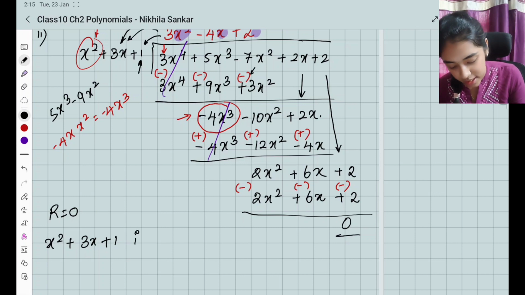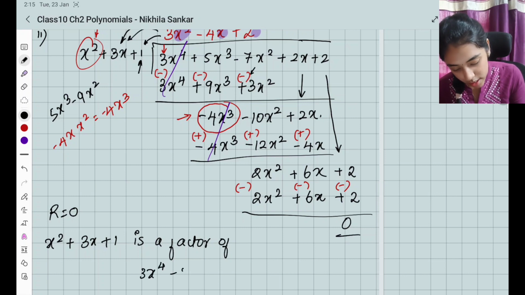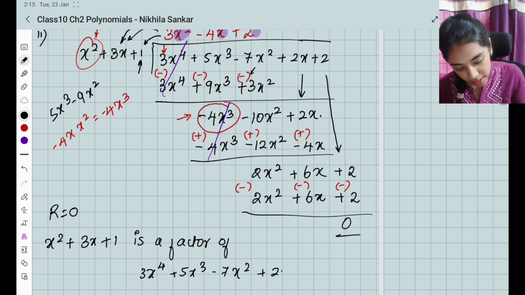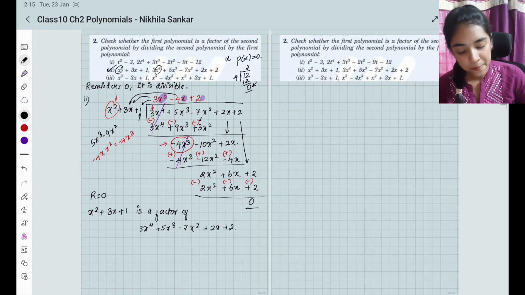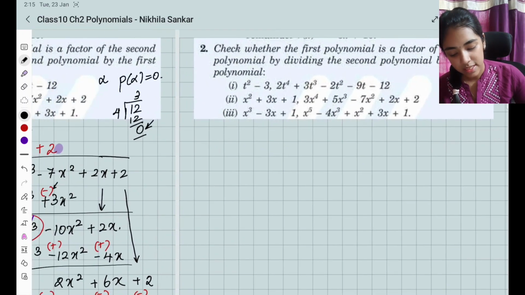is, that is, the divisor is a factor. That is how you must write it. It is a factor of, what is our question? 3x power 4 plus 5x cube minus 7x square plus 2x plus 2. Okay? Please copy.